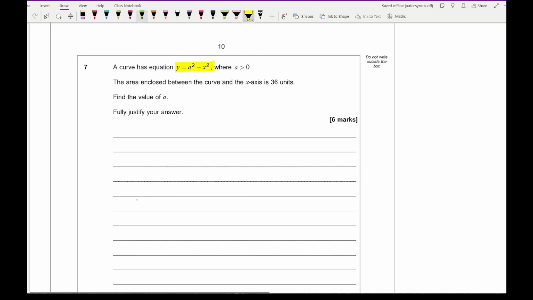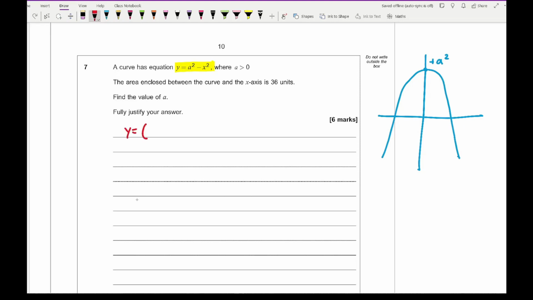So if we do an attempted sketch of this graph, we know that it's going to be a negative parabola, and we know that it's going to intercept at positive a squared. Now, in terms of working out these particular values, we should be able to spot that this is a difference of two squares. So if I write y equals a squared minus x squared, then I can rewrite that as a minus x and a plus x.